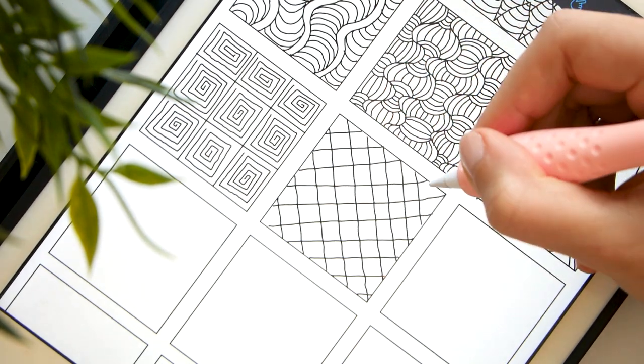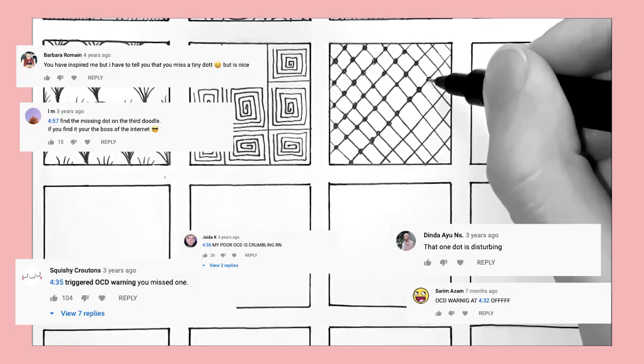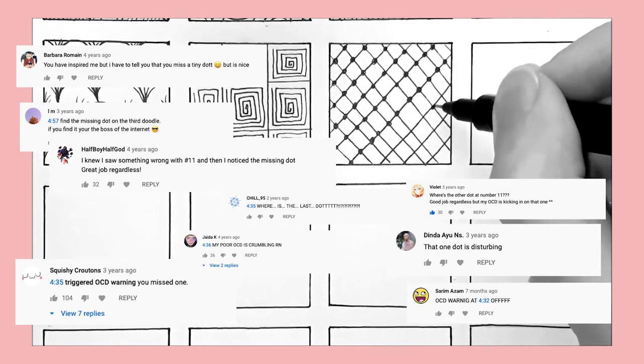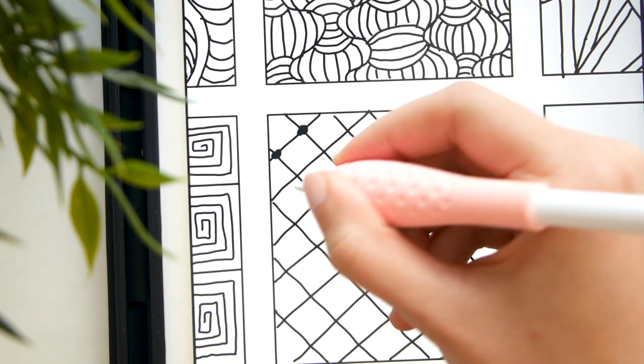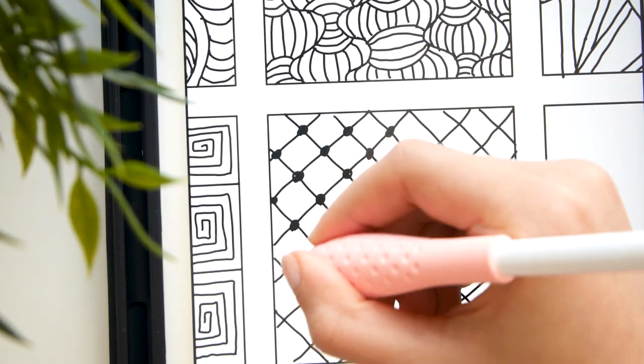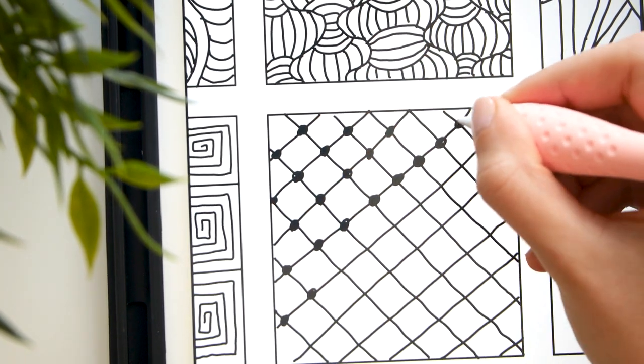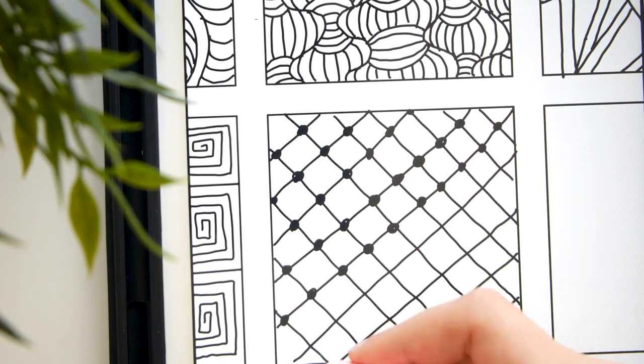Another thing that many of you have mentioned is that I triggered your OCD by missing a dot in this pattern. Well, your requests have been fulfilled, and I am recreating that same pattern without a mistake this time, so you can enjoy it fully.